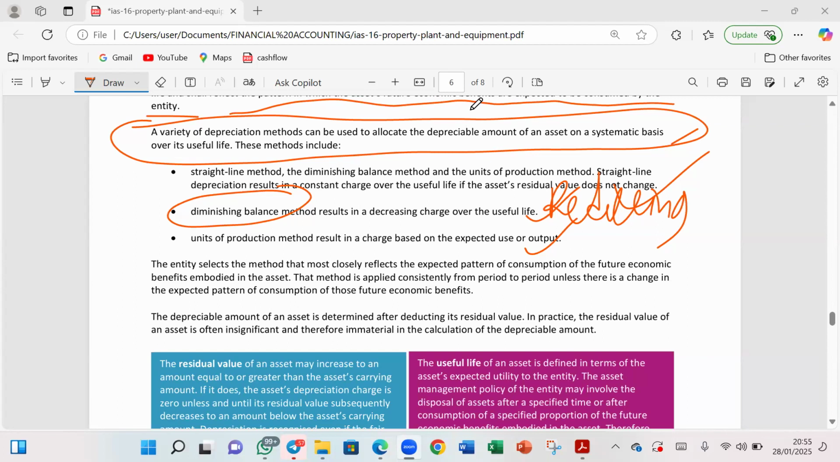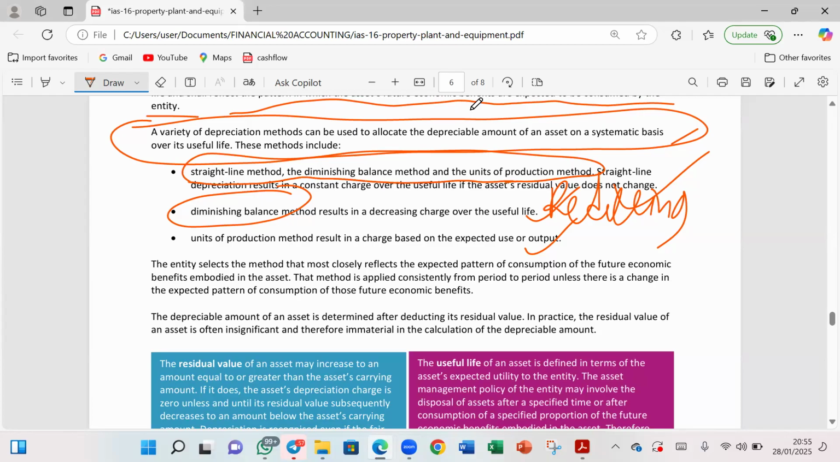So we have the three methods here: the straight-line method, the diminishing balance method, or the reducing method, and the units of production method.